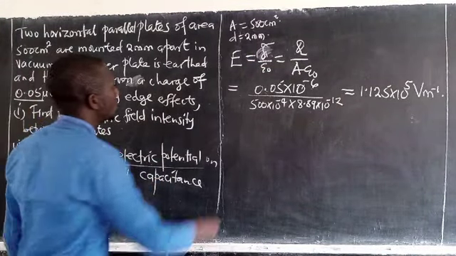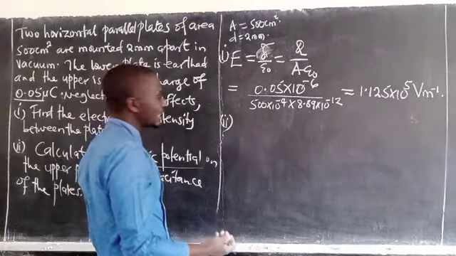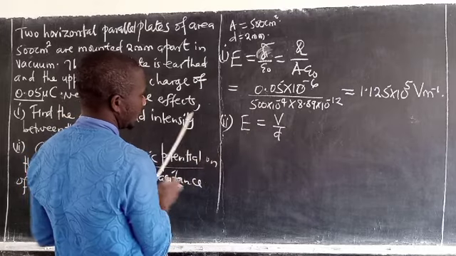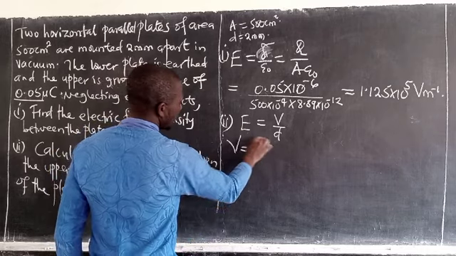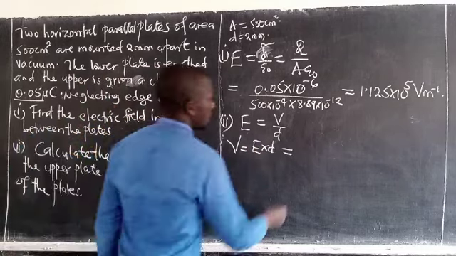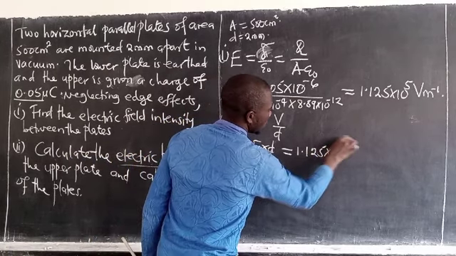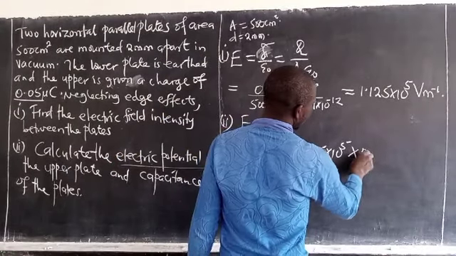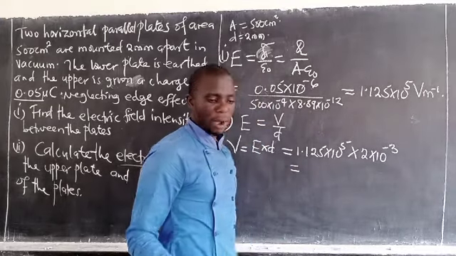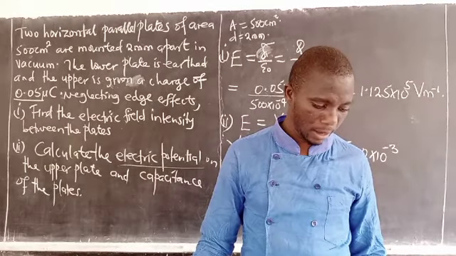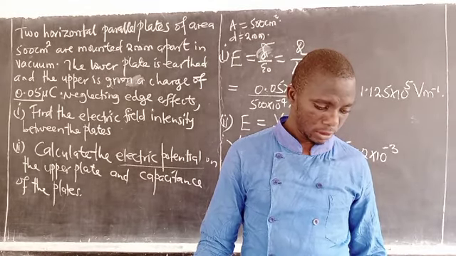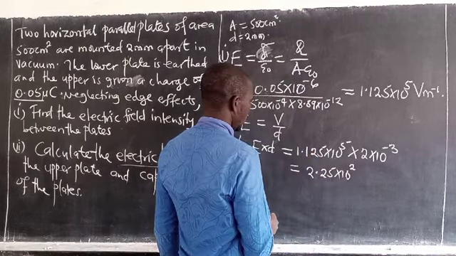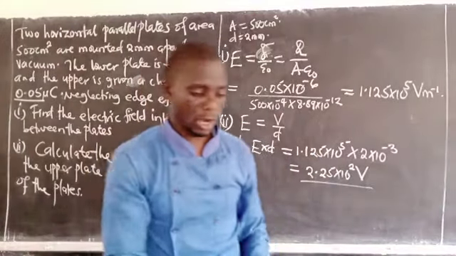We need electric potential. When we have field intensity and d, we know that E is the potential gradient. So we have E and d, meaning V is E times d. Therefore, our V will be E times d, and E is given here, 1.125 exponent 5. Then the distance of separation is 2 millimeters. When you are changing from millimeters to meters, it is exponent negative 3. When you perform the calculation, you should get a figure close to 2.25 exponent 2. That is volts. You press your calculator and compare.